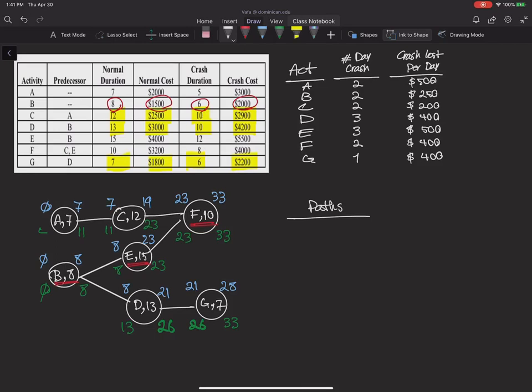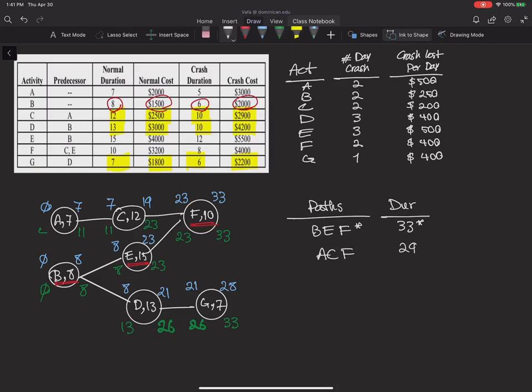So I list all the possible paths in this network. First path is my critical path, BEF, and the duration here is 33. The other path that I can have is ACF. So I take a note of that, ACF, and the duration of ACF is 7 plus 12 plus 10, which is 29.